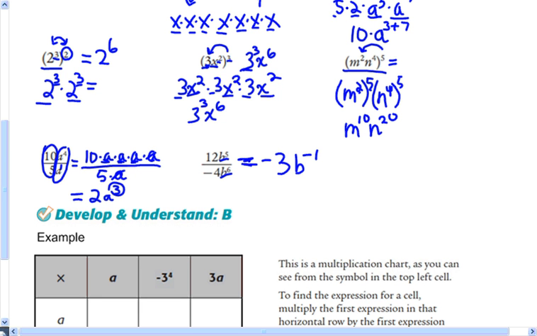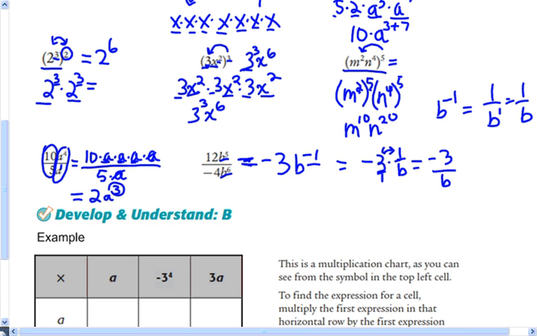Now, if I didn't like that negative exponent there, which in some cases you won't want, then you have to remember how to deal with that. And b to the -1st is the same as 1 over b to the 1st, which is just 1 over b. So I could just write this as -3 times 1 over b, which using our fraction multiplication, that's -3 times 1 for the numerator, and 1 times b, which is b, the denominator. So that would be another way to write it if you couldn't use negative exponents.